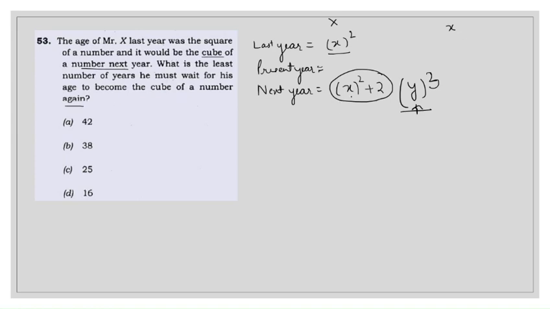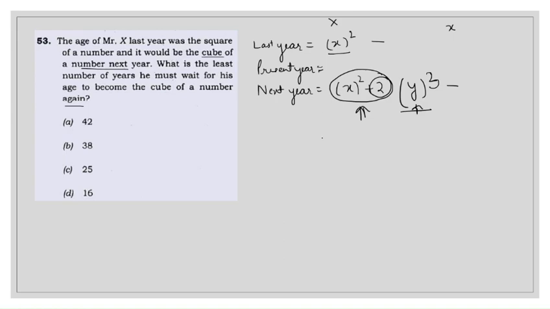So for this, we need to find out the age last year. With the information given, we know that last year it was a perfect square and next year the age will be a perfect cube. But what we know as a clue is that the difference between these two ages will be 2, since we are talking about last year and next year.